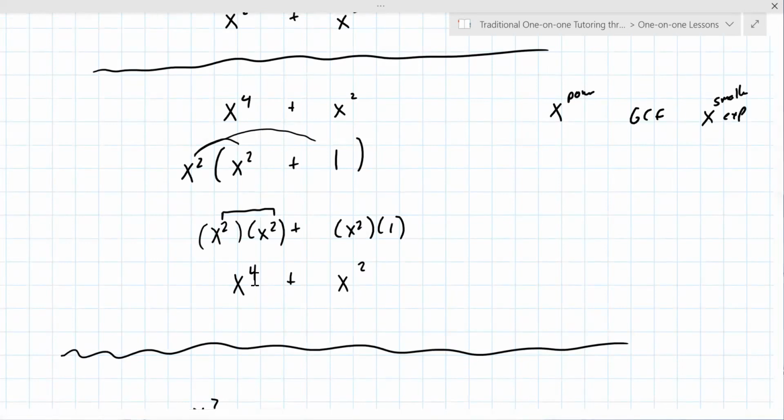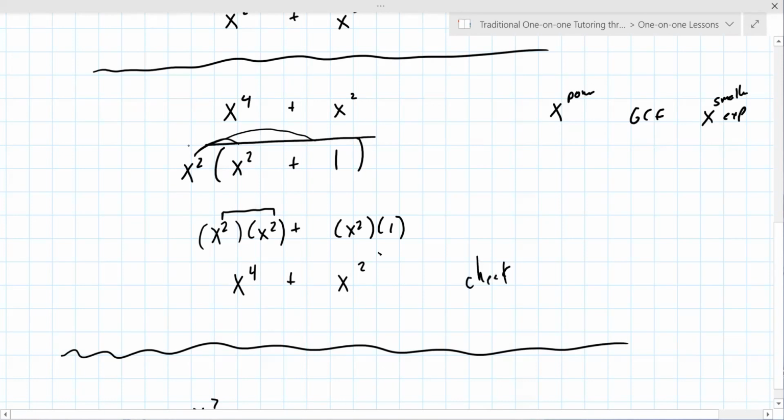Oh wait, x to the 4th plus x squared is the answer? Yes. But why? Because there's a problem right here. Oh, I'm sorry, that's the check. This is the check. The answer is here. This is the answer. Well, you write it out in this factored form.